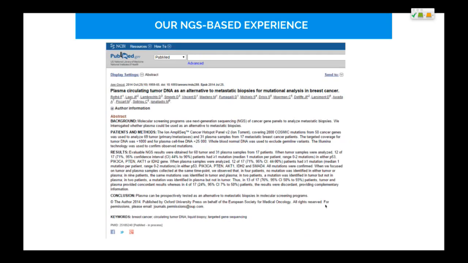0.3%. We published those results in Annals of Oncology, and if you are interested in, I will be pleased to send you the publication.